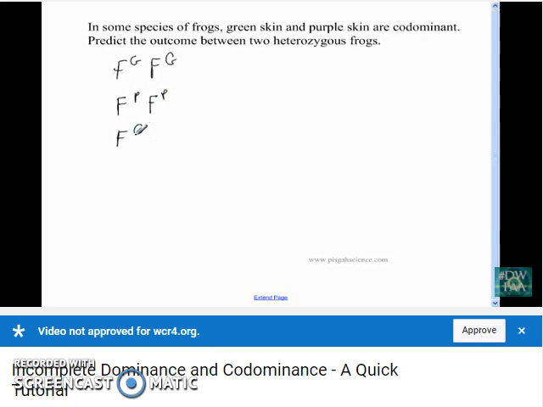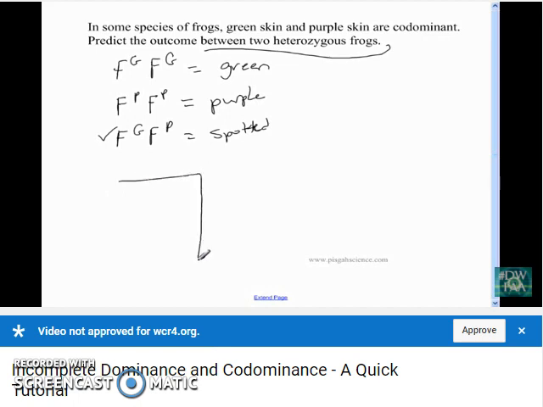And then we'll need a frog that has one green allele and one purple allele for the heterozygous. So this one would be green, this one would be purple, and this one would be, remember, we're just going to call it spotted. It'll be green and purple spotted skin. So the question asks about two heterozygous frogs. Alright, we're going to use this one, because that's heterozygous, and you're just going to fill it out just like you do your regular Punnett squares.